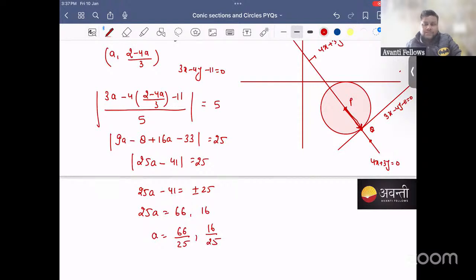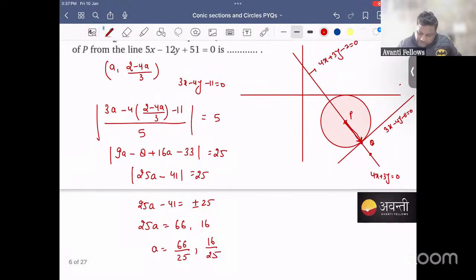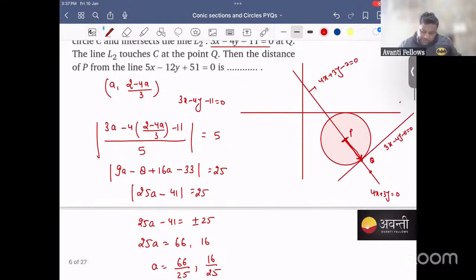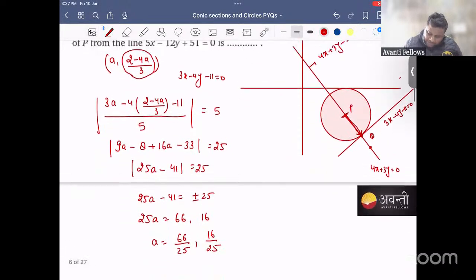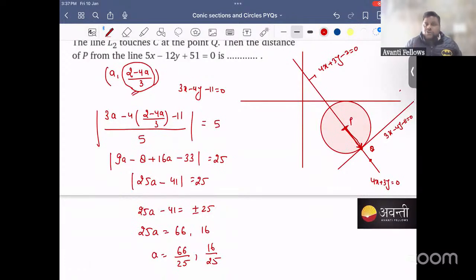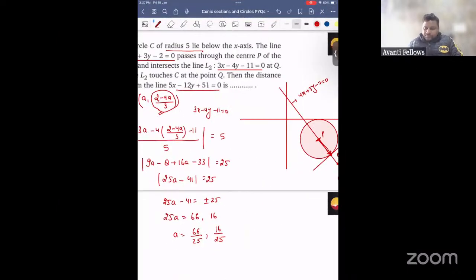Am I clear? Now what you need to do is find the distance of this point P, once you have got it. Also check that at this value of A, the y coordinate of P should be negative. All right. So you got P, you got your answer. Find the distance of P from this line. Have a look at it.